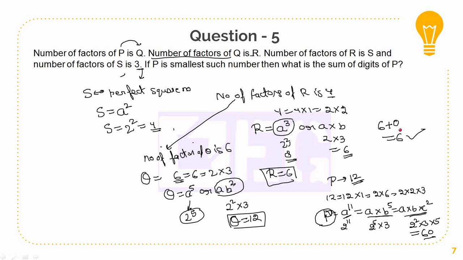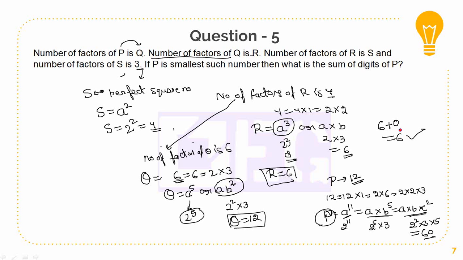You want to find the smallest value of S. First learning: if it has an odd number of factors, that means it will be a perfect square. If the number of factors of S is 5, then it will be in the form of A to the power 4. If the number of factors of S is 7, it will be in the form of A to the power 6, and so on. That means if it contains an odd number of factors, then it will be in perfect square form. So S is equal to A square.